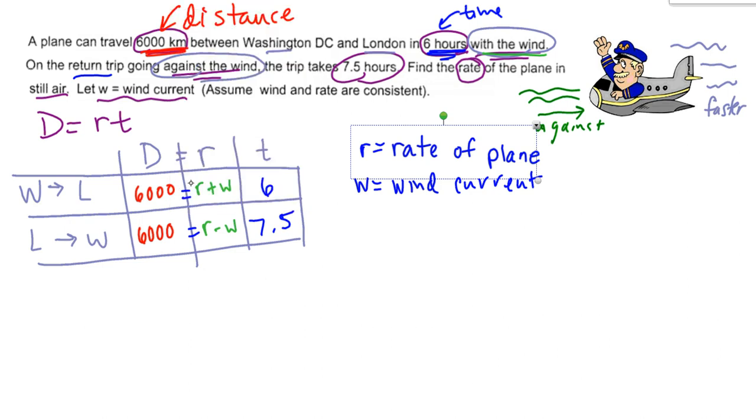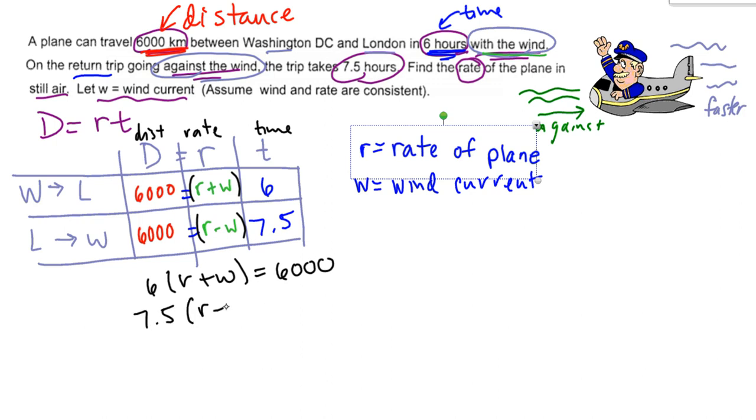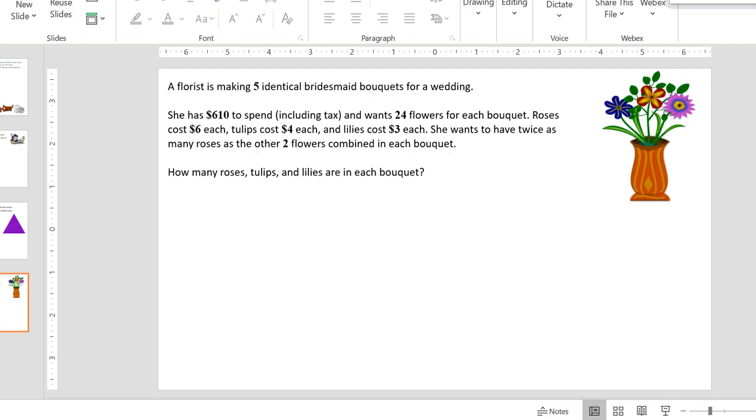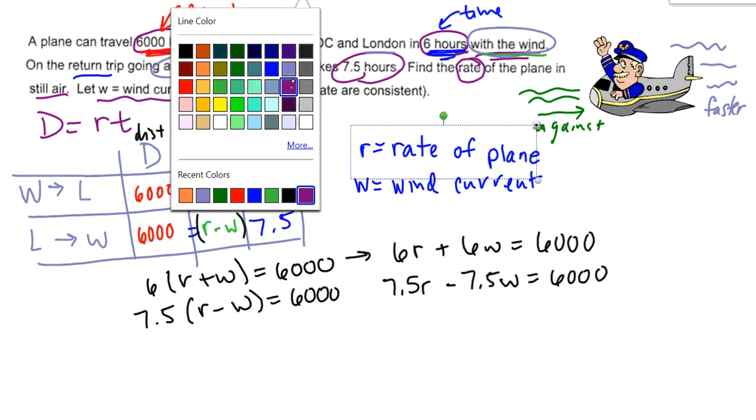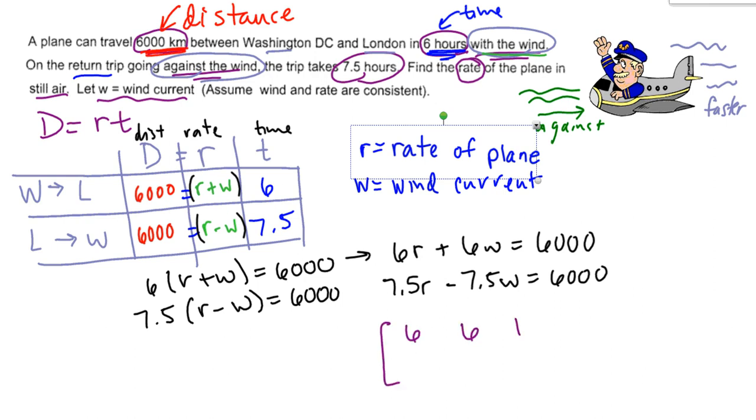Now, of course, we've got to put parentheses around these. This is your rate, time, and distance. So our two equations look like this. I'm going to write the variables on the left. I don't like it when it's on the right. 6 times (R plus W) equals 6,000. Then you've got 7.5 times (R minus W) equals 6,000. Now before you can set up your augmented matrix, you have to distribute. So 6R plus 6W equals 6,000. And then 7.5R minus 7.5W equals 6,000. Okay, augmented matrix, here we come. 6, 6, 6,000, 7.5, negative 7.5, and 6,000.